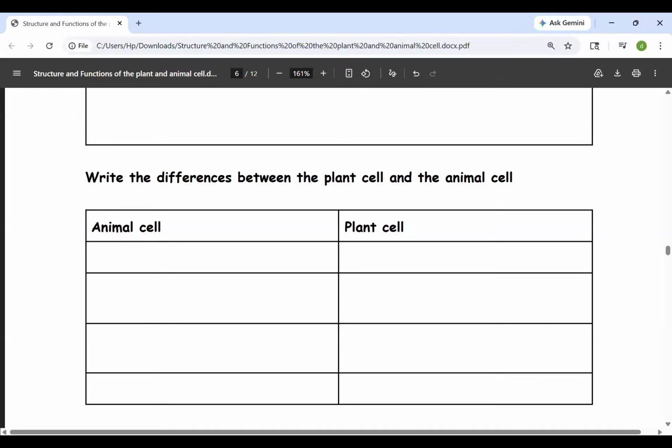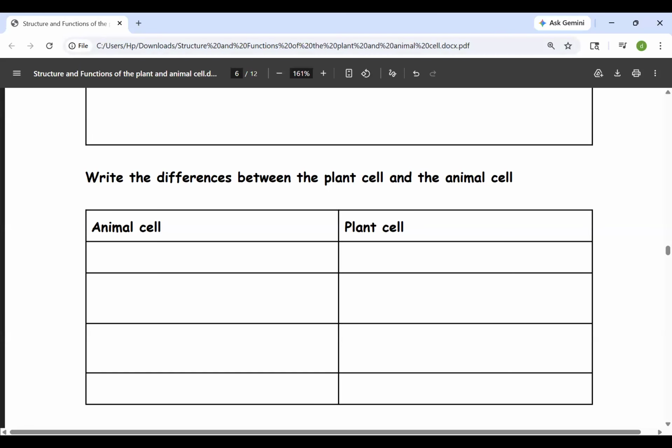But now you saw the organelles and their functions. Now you have something to do. I'll share the video. In the video, you have to write the differences between the plant cell and animal cell. I think you saw in the video. You can write these things. Write them in the textbook also. They have given page number 114.